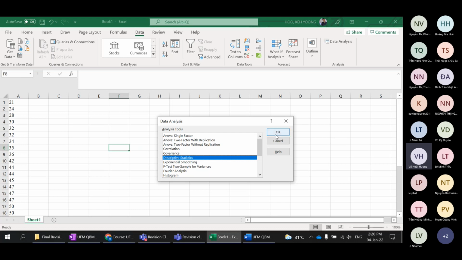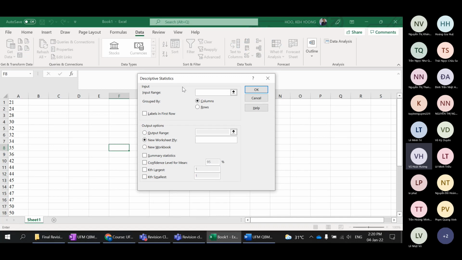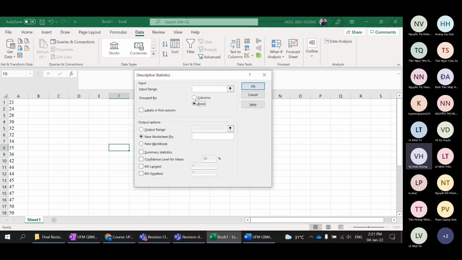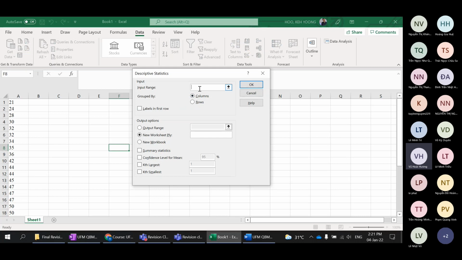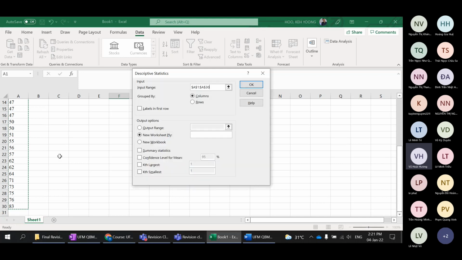Choose descriptive statistics. Then you will see this window, right? Input range. This is the place where you will select all your 30 data. Right now we are grouped by columns, because we are putting the data under the same column. If your data is in the same row, then you change to row. But now we are in columns. So in the input range, click and drag, select the 30 data.